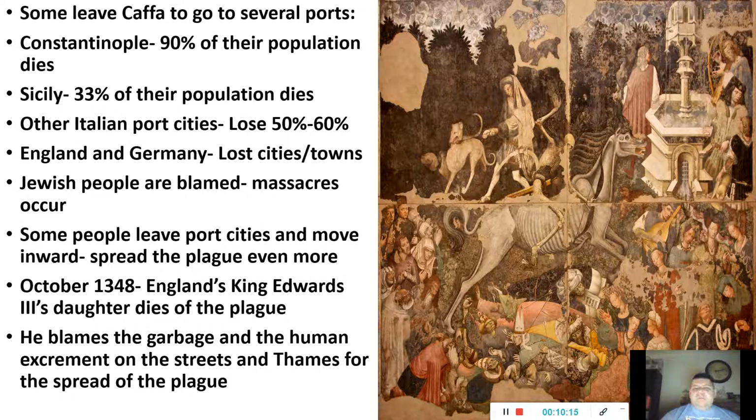Now, some people who lived at the port cities, cities where the ships came in, near the ocean, near the water, a lot of those people started getting scared because the plague is now in their town.